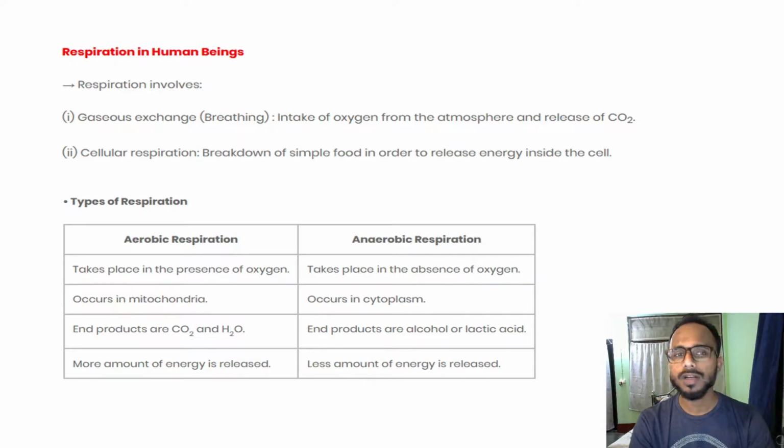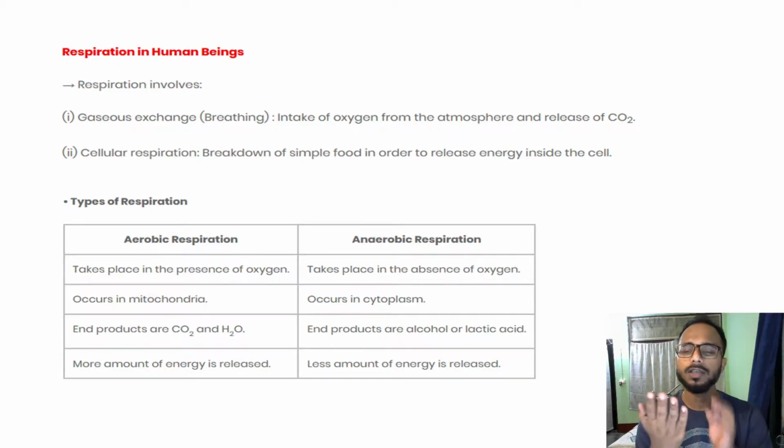Another is cellular respiration. Cellular respiration is the breakdown of simple food in order to release energy inside a cell. Each part of our human body is made up of millions and millions of cells, and each cell also needs to get its energy. So how does it get its energy? It gets its energy by breaking down food into a simpler form, to release energy in the cell.